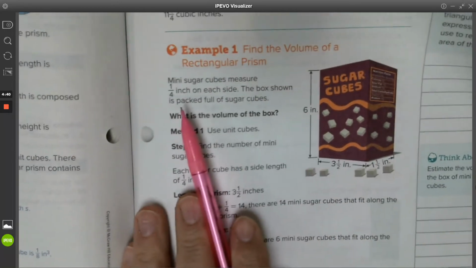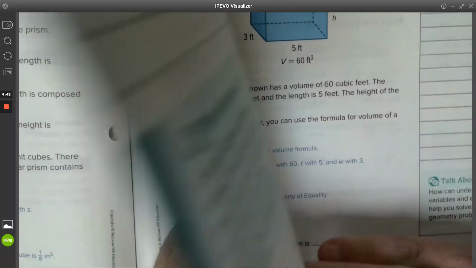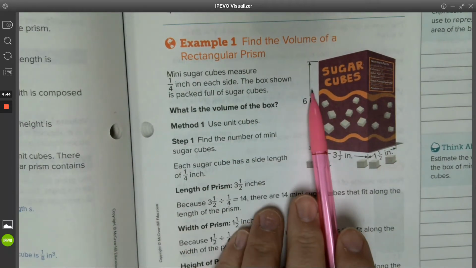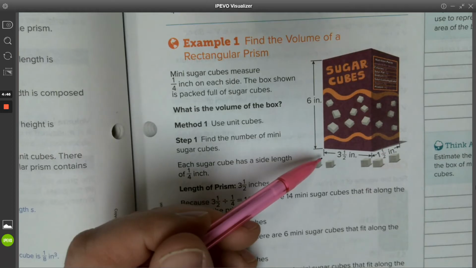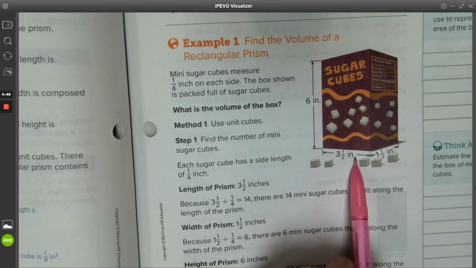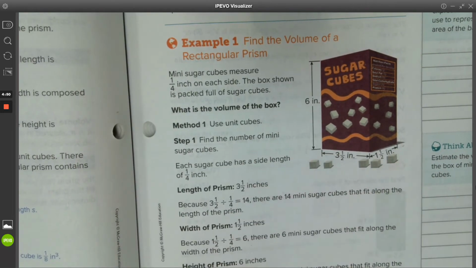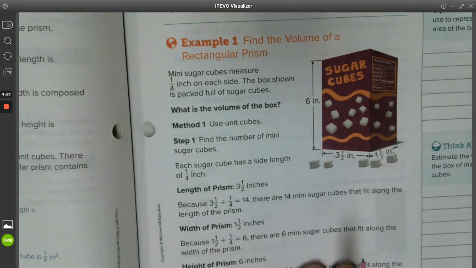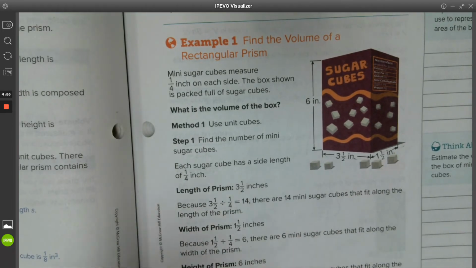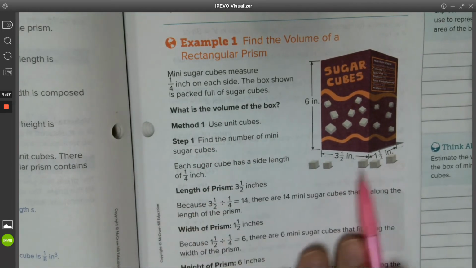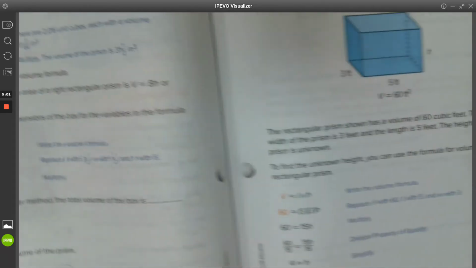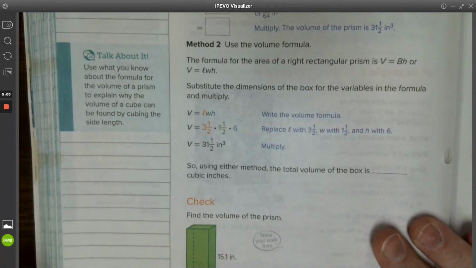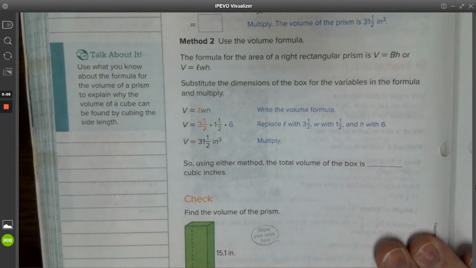So here, let's take a look at our next one. Here we have an example, and we have a box of sugar cubes, 3.5 inches by 1.5 by 6. Now, once again, we can use the method of using unit cubes to find the entire volume, or we can simply use our formula. Using the formula is going to be a lot quicker.